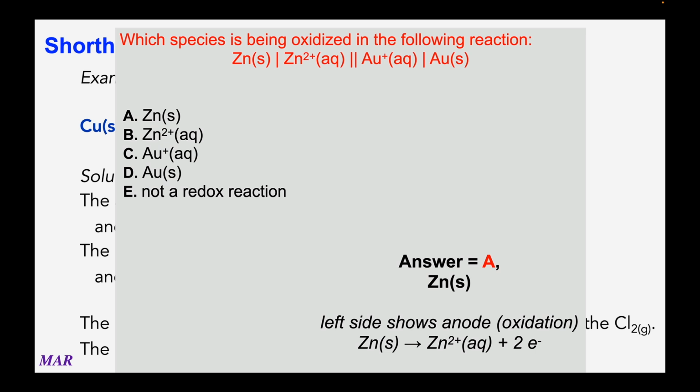Electrons are going left to right. The gold plus, which is Au plus, by the way, is going to accept the electron or electrons to make gold metal. So gold plus is gaining electrons, it's being reduced, but the zinc metal is losing electrons to become zinc 2 plus.